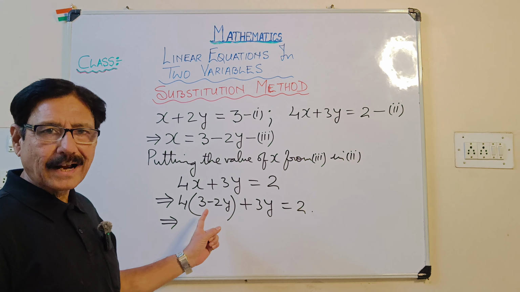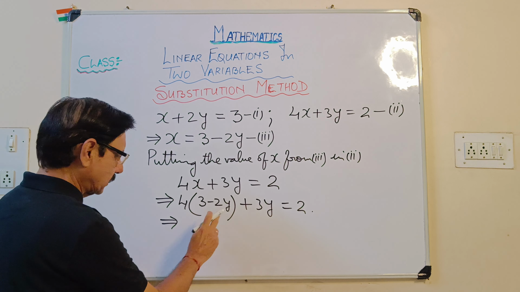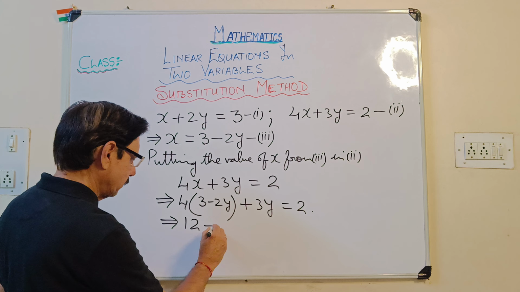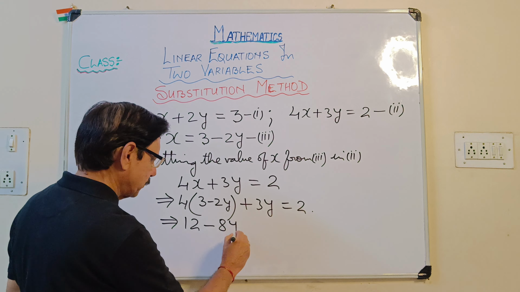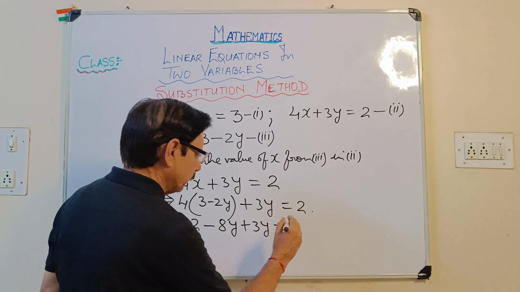So first we will open the bracket. We'll multiply this 4 with both the terms. So 4 3s are 12 minus 4 2s are 8y plus 3y is equals to 2.